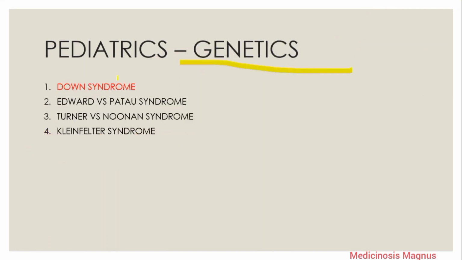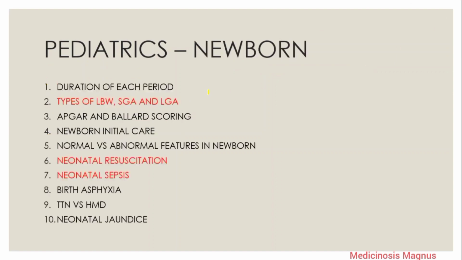Then the genetics part, you read about the Down syndrome, Edwards, Patau, Turner versus Noonan, and Klinefelter syndrome. When you read the Down syndrome, you also read about the associated aspects in this, and also in OB, the prenatal screening about Down syndrome.